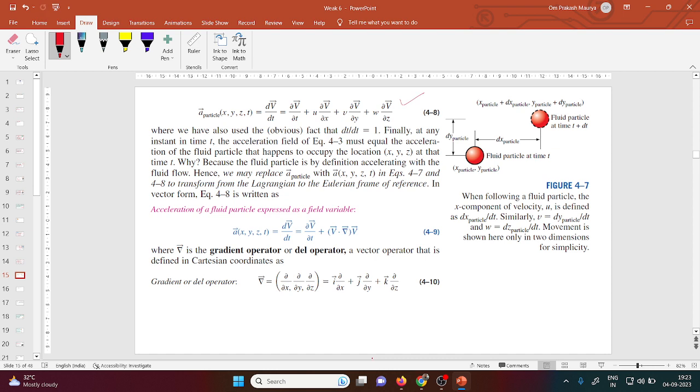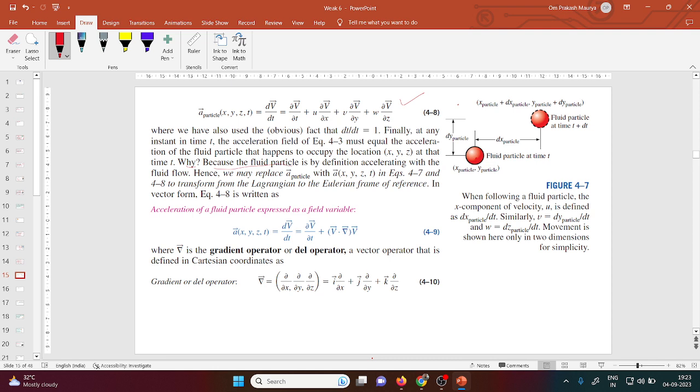And finally, at any instant of time t, the acceleration field, that is equation 4.3, must be equal to the acceleration of the fluid particle that happens to occupy the location. This line is written here because at a particular particle at a particular time, the Eulerian and the Lagrangian velocity or acceleration will be the same. This is written here: it must be equal to the acceleration of the fluid particle that happens to occupy the location xyz at that time.